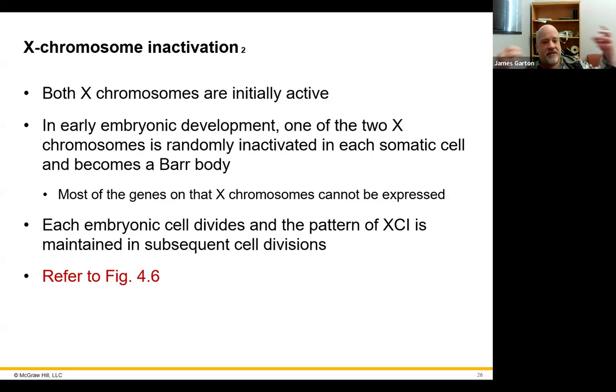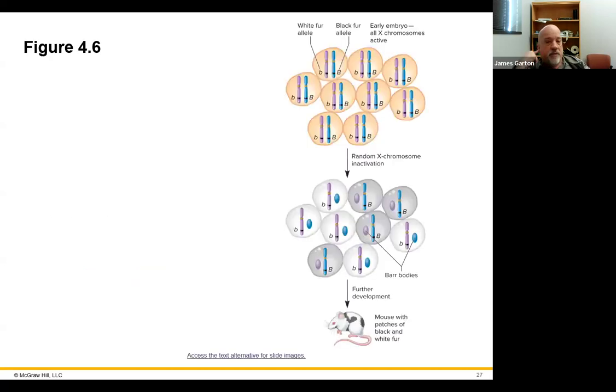But then in the daughter cells, that same X chromosome that was inactivated in the mother cell is going to be inactivated again. Most of the genes on that chromosome cannot be expressed. There are a couple of exceptions, but usually that X chromosome is, quote unquote, turned off. So basically, it's always the same one that gets turned off over and over again.